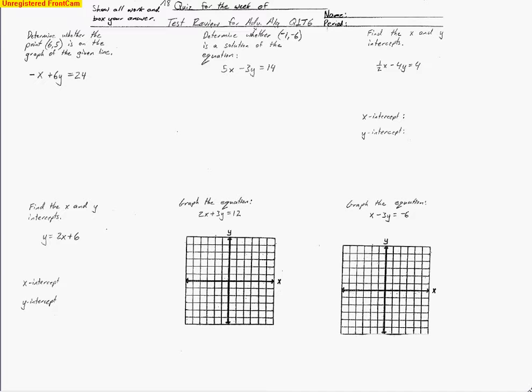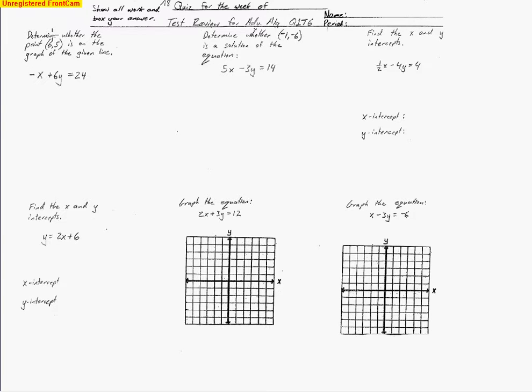These are the solutions for the Advanced Algebra Test 6 Quarter 1. So let's take a look at this first problem here. What it's asking us to do is to determine whether (6, 5) is on the graph of the given line.